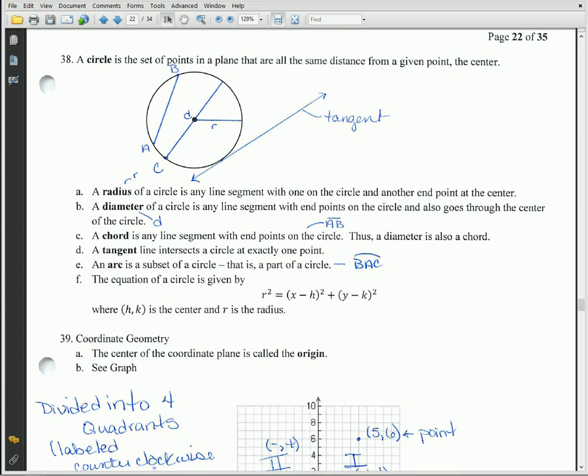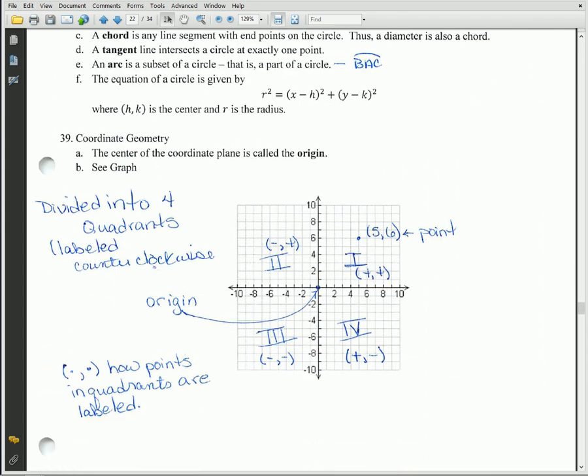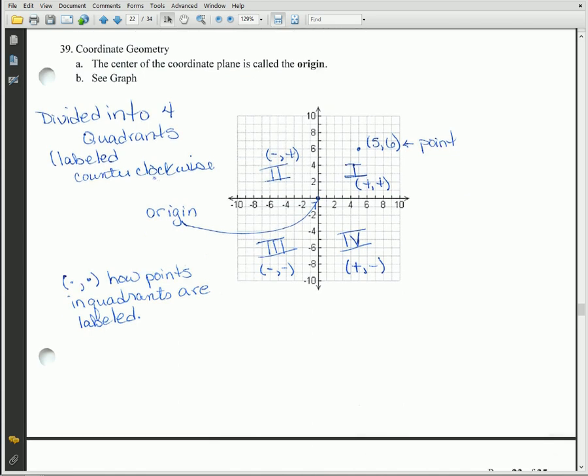An arc is a subset of a circle, and we use the little curve over the 3 points that it involves. You label an arc with 3 points. The equation of a circle is given by r squared equals (x minus h) squared plus (y minus k) squared, where (h, k) is the center. And you need to know that. You will have to memorize that formula. It will not be given to you.